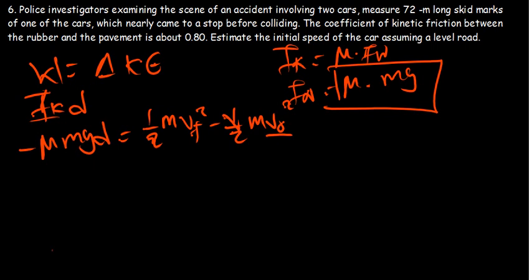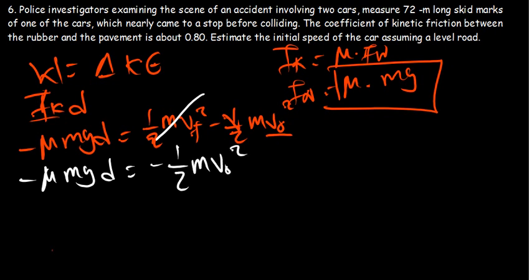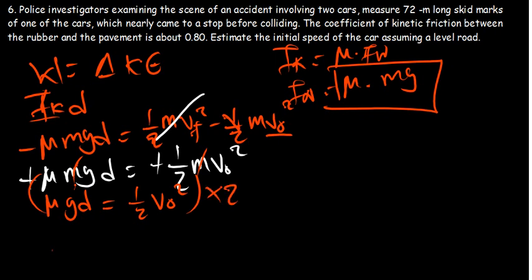This one will go, and we are going to have mu mgd is equal to negative mu, this one squared. So we can cancel the negative. At the same time, we can also cancel the mass. So the mass goes, and therefore our formula becomes mu gd has to be equal to half v squared, like that. Let's do times 2 everywhere. So if we were to do times 2, we are going to have 2 mu gd has to be equal to v squared, just like that.